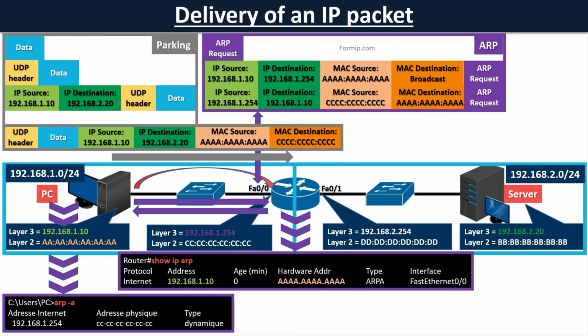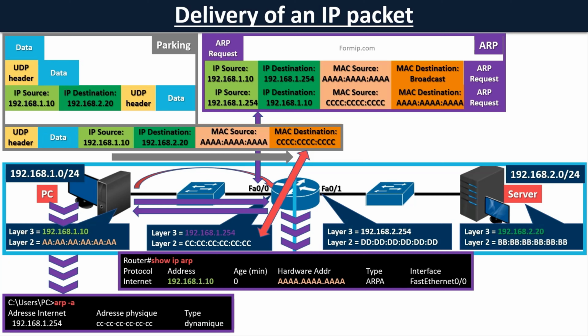The destination IP address is indeed that of the server of the other subnetwork, but on the other hand, and this is where you have to be careful, the destination MAC address is that of the default gateway. It's not the server's. The destination MAC address is the default gateway. When the router receives this frame, it recognizes its MAC address and processes the packet.